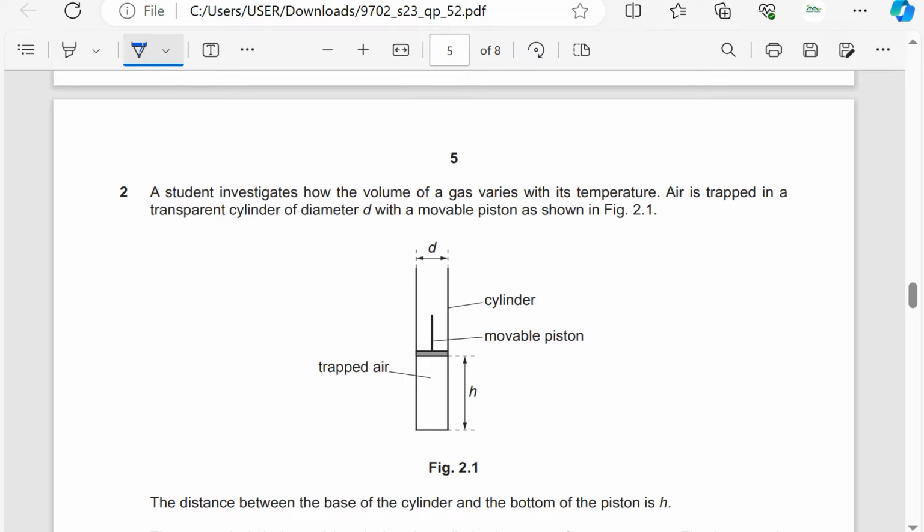A student investigates how the volume of a gas varies with its temperature. Air is trapped in the transparent cylinder of diameter d with a movable piston as shown in the figure.